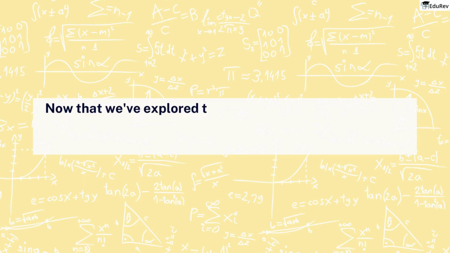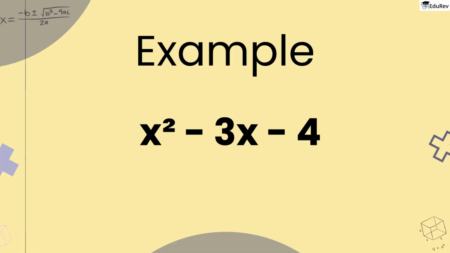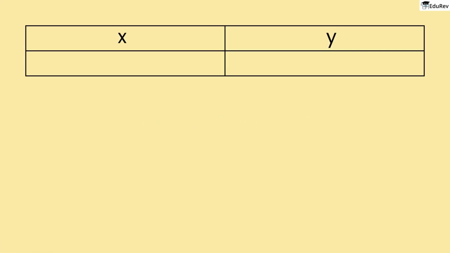Now that we've explored the geometric representation of a linear polynomial, let's move on and discuss it for quadratic polynomials. Consider the quadratic polynomial x square minus 3x minus 4. Let us see what the graph of y equals x square minus 3x minus 4 looks like. To do so, we shall list a few values of this polynomial by assuming a few values of x and getting values of y.